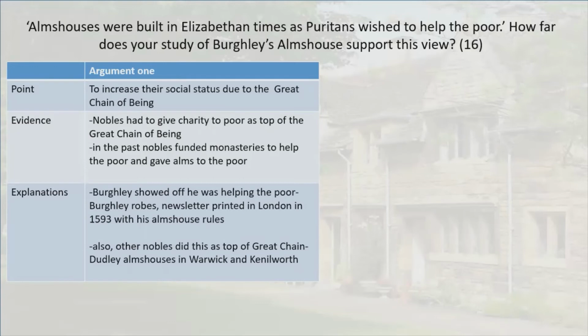You could think about knowledge for Burghley. He showed off he was helping the poor with the Burghley robes. He had a newsletter printed in 1597 with his almshouse rules. Also, other nobles did this as the top of the great chain, like Dudley in his almshouses in Warwick and Kenilworth. And we also mentioned Whitgift earlier.